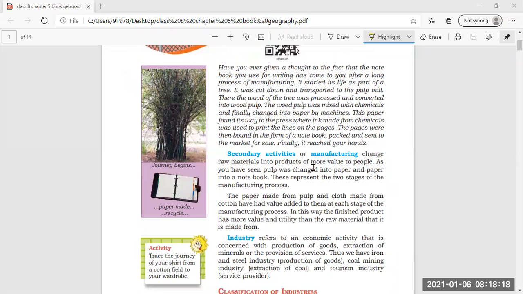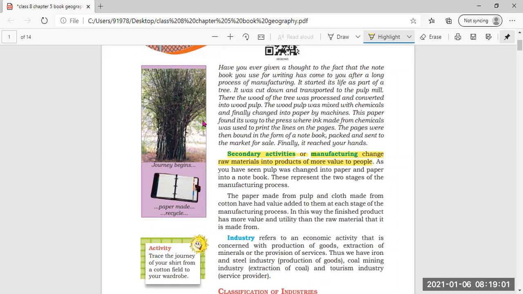Now, secondary activities or manufacturing change raw material into products of more value to people. You can underline this, secondary activities. Now, this is the primary activity from where the raw material is obtained. Then when the raw material is converted to finished products, it comes to the secondary activity and changes the raw material into products of more value to the people.